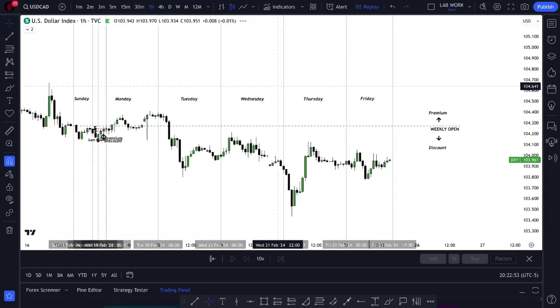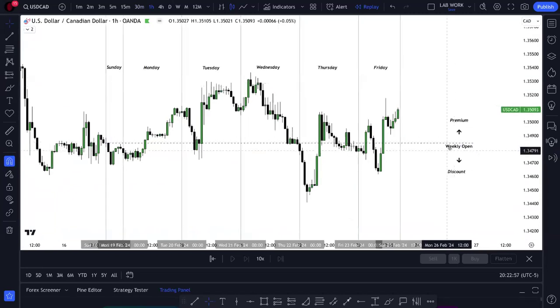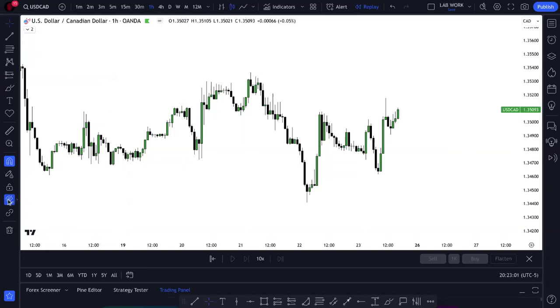So moving on, we got UCAD, same thing. Weekly opening price. Just look at how it's teeter-tottering back and forth. We take this off the chart, it looks like nothing, right? Looks like completely nothing. But as soon as we put one price line on this chart, it gets you closer to the truth.